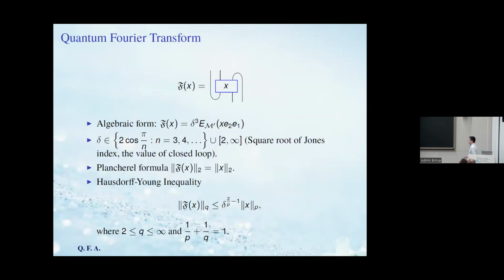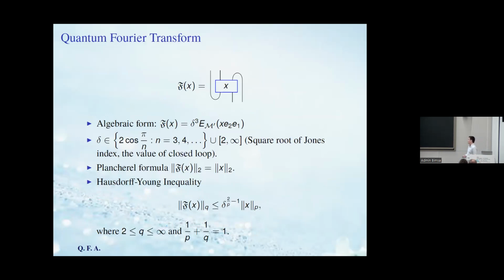Okay, then we should introduce the Fourier transform. Actually, around 2016, I went to Vanderbilt and I wanted to know about subfactors. And I found that in subfactor theory, there's a Fourier transform.